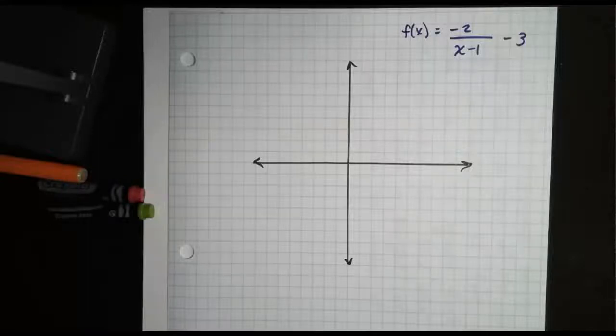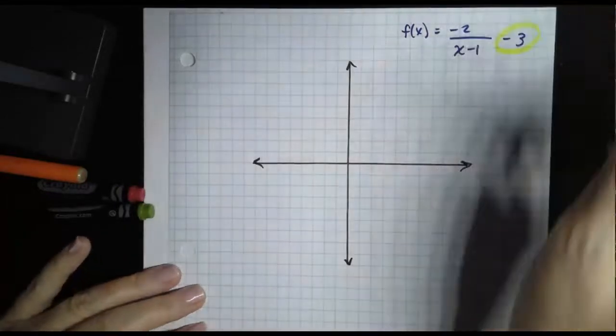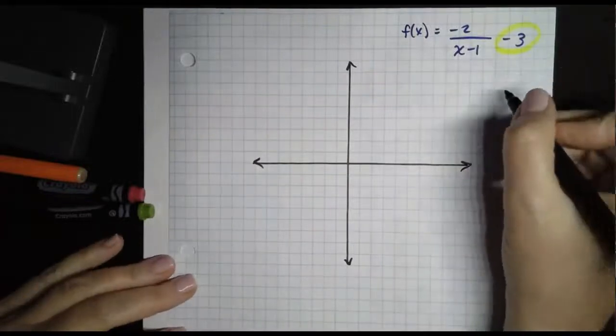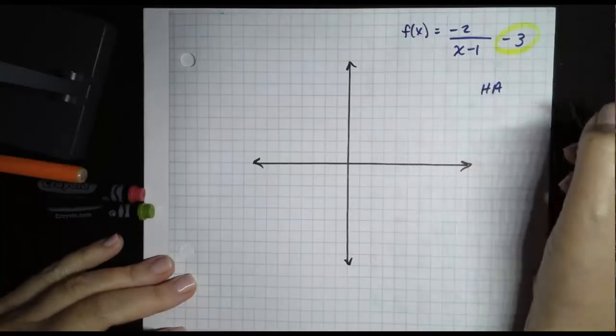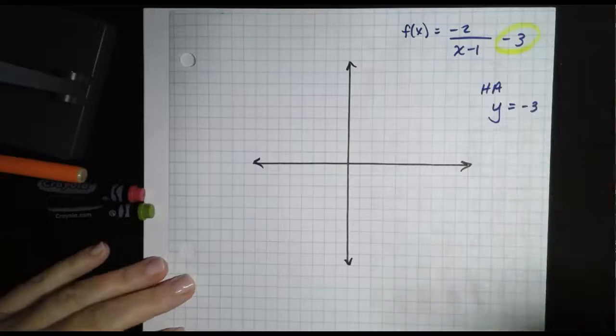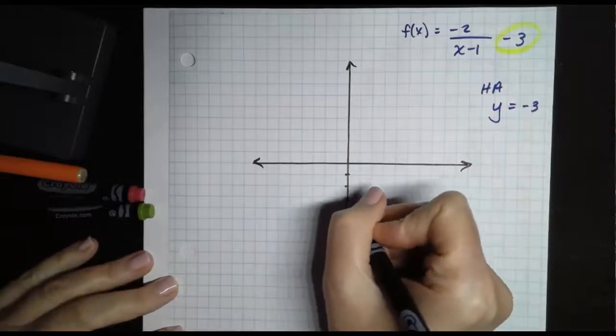Here we are finishing up our Chapter 3 Quest review video, and we are going to graph this rational function. To graph a rational function, let's remember what we learned in class in a previous video: first of all, this constant that is added on to the function is where we get our horizontal asymptote. So we have a horizontal asymptote at y equals -3. So down to 3.